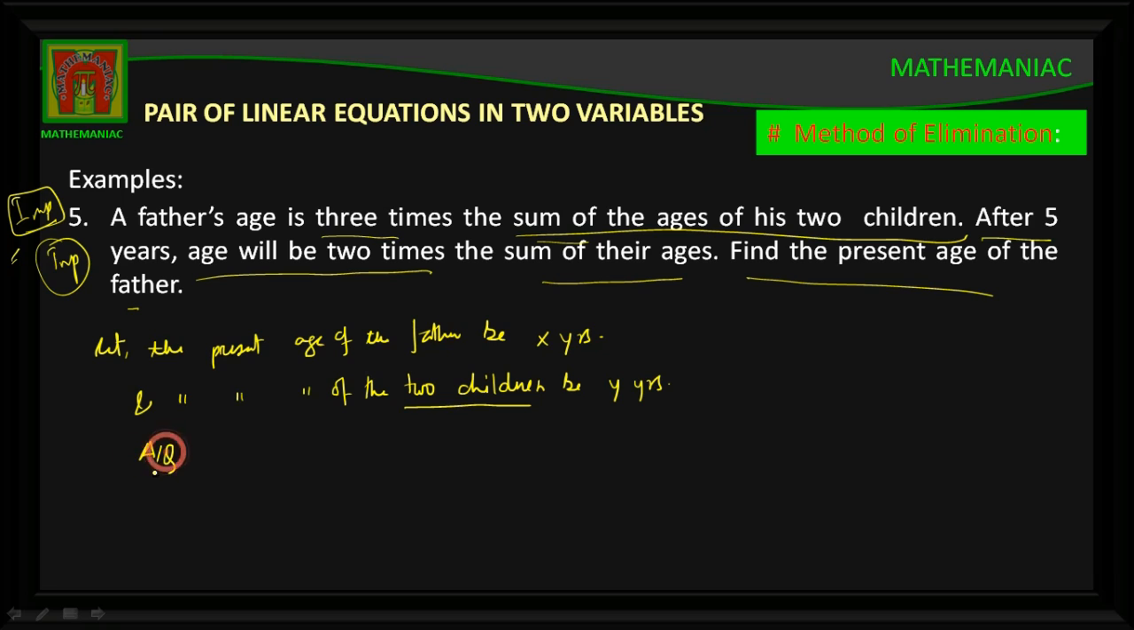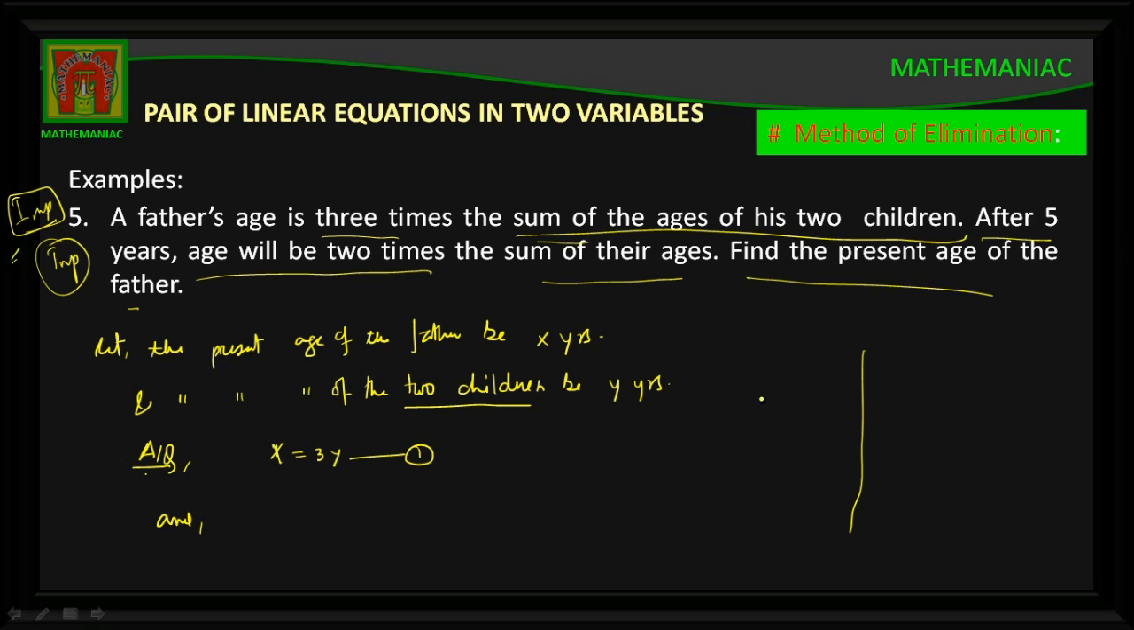Now, according to the question, first condition, what does it tell? Father is three times as old as the sum of the ages of the children. So father's present age is x. This should be three times y. This is one of the equations, right? Great. And now you have to go for the other equation. I'll do it as rough work here because that's very important.